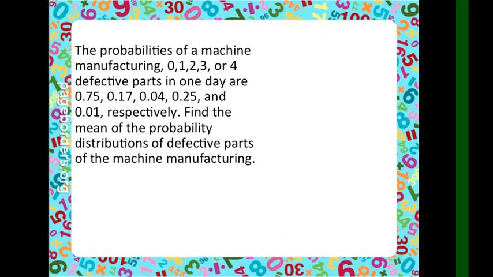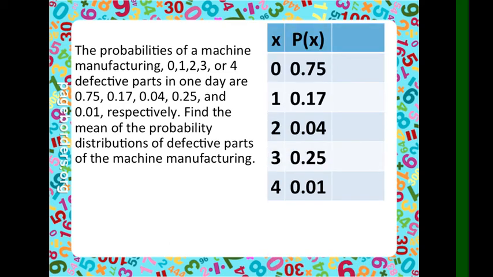Another example, the probabilities of a machine manufacturing 0, 1, 2, 3, or 4 defective parts in one day are 0.75, 0.17, 0.04, 0.25, and 0.01, respectively. Find the mean of the probability distribution of defective parts of the machine manufacturing. So again, we will arrange them in a vertical form or in a table. So we will multiply x and p of x.